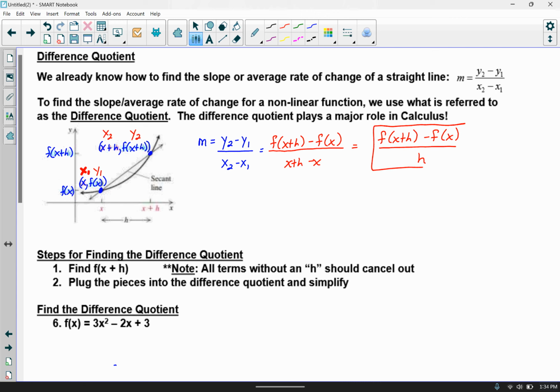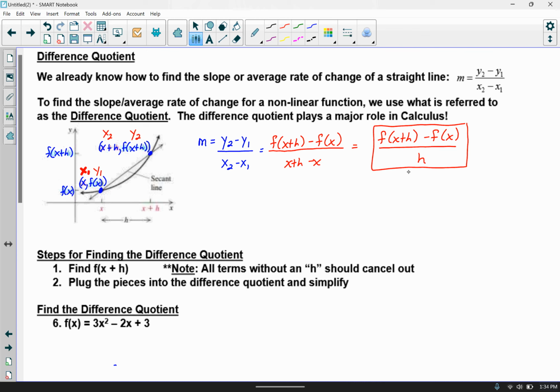Again, you should write that down, and that would be given to you whenever you take your test. Okay. Whenever you get to calculus, you'll take the limit as h goes to 0, just for a little bit of a heads up. But again, it allows you to find the slope of a non-linear line, so a line that is not straight.